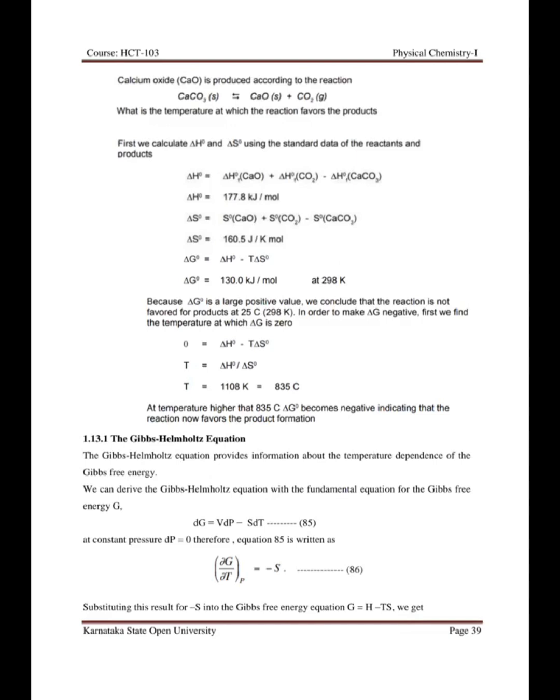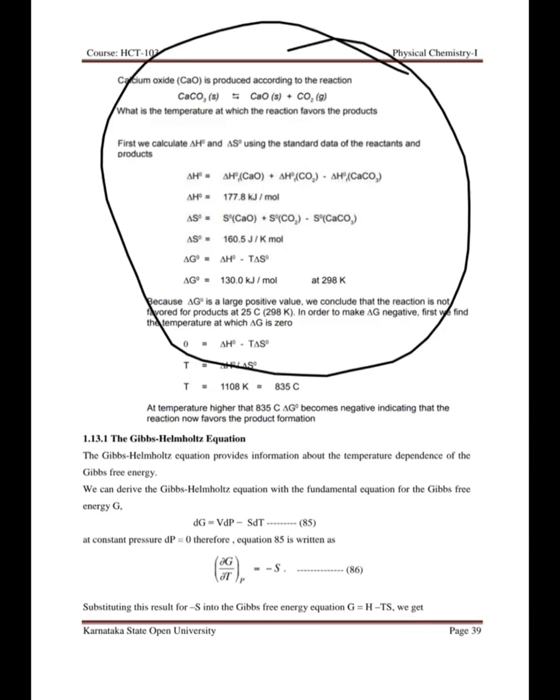Next, one more reaction: they have taken calcium carbonate and given one more calculation. And next is the Gibbs-Helmholtz equation. Combining these, the Gibbs free energy and Helmholtz free energy form the Gibbs-Helmholtz equation. We can derive this equation from the fundamental equations of Gibbs free energy and Helmholtz free energy.